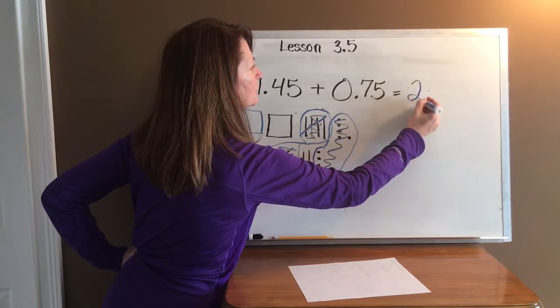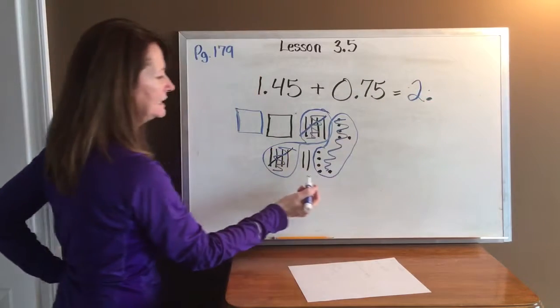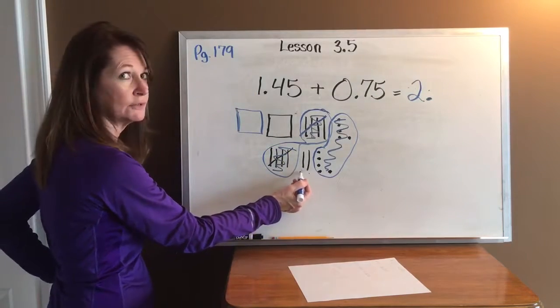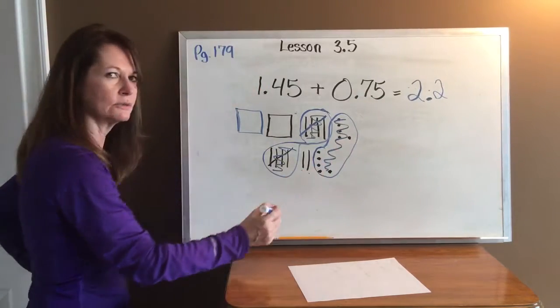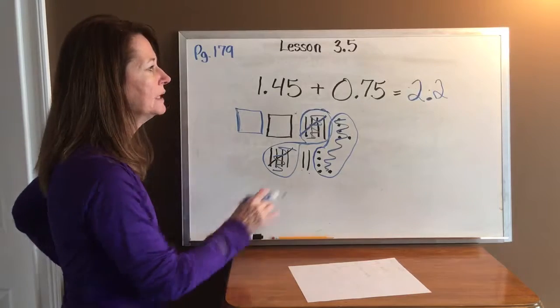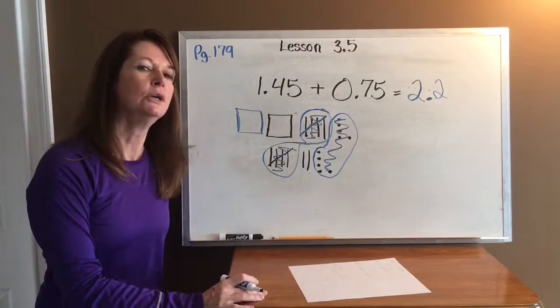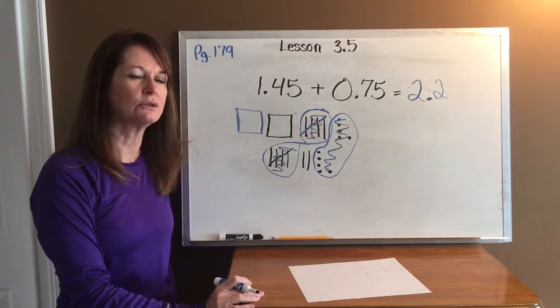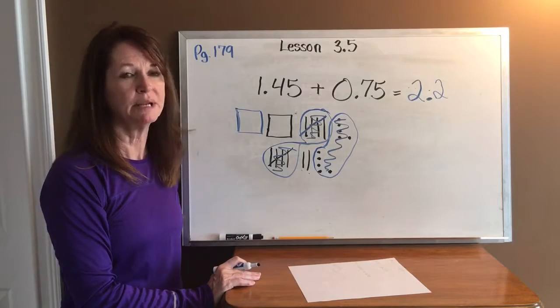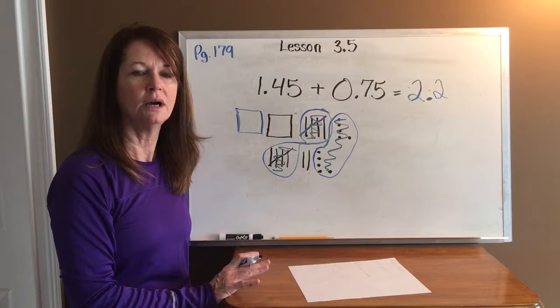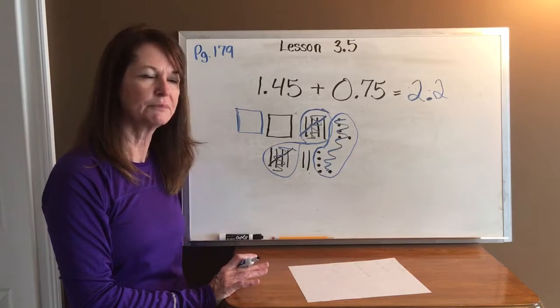So 2, and how many tenths? I have 2. And do I have any hundredths? Do I have any little circles? No. So that's actually my answer. 2 and 2/10 is my answer. Now, could I put a 0 on there? Could I tack on a 0? Yes, but it does not change the value of that number. It would be the same, okay?